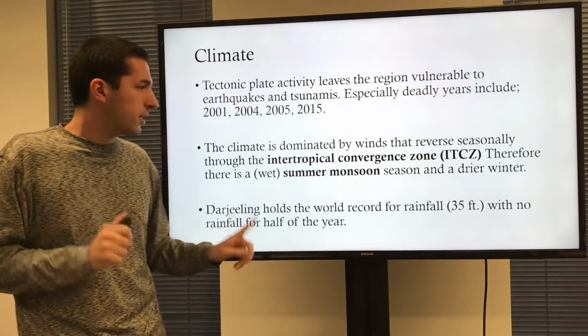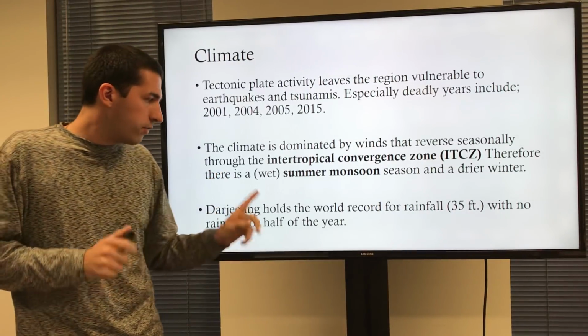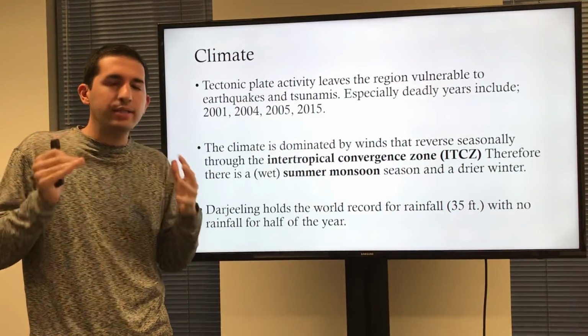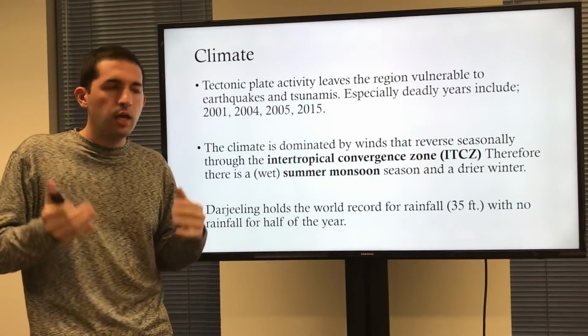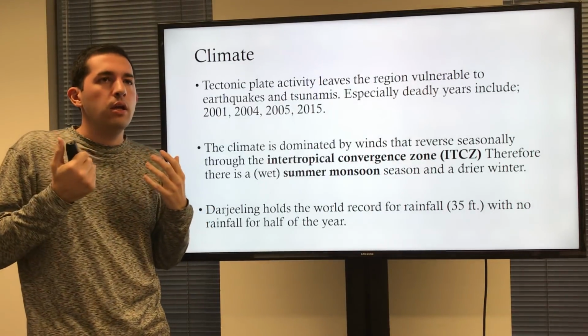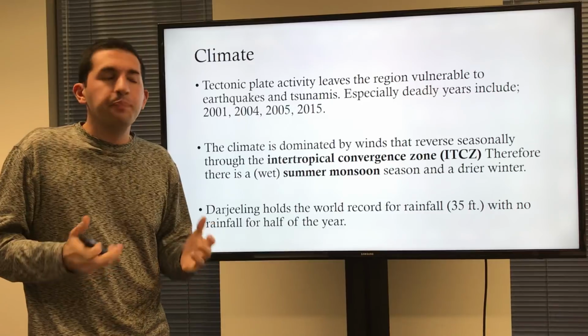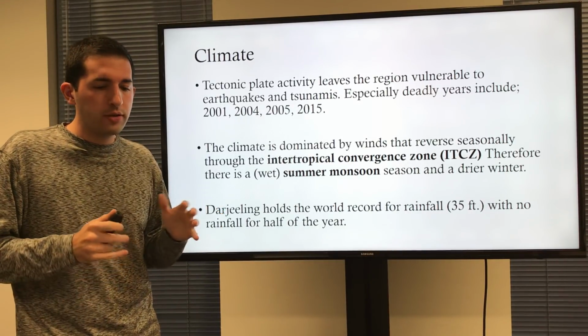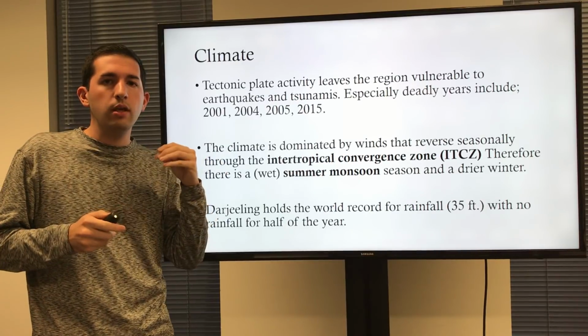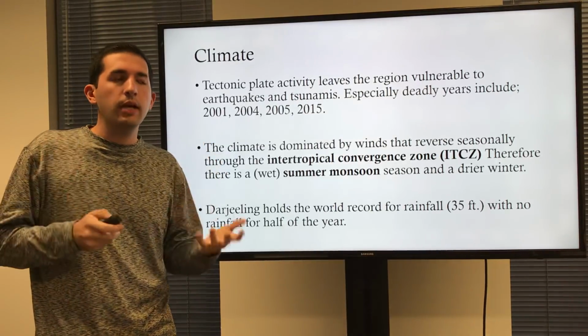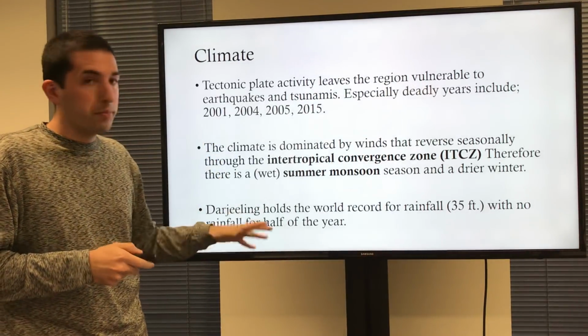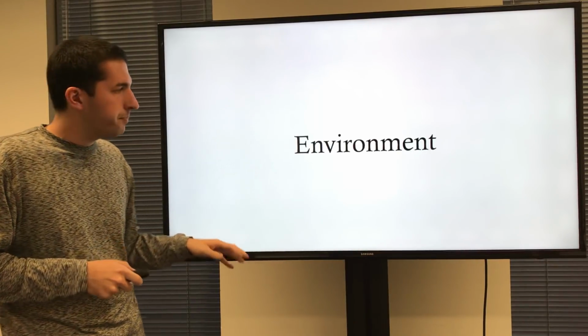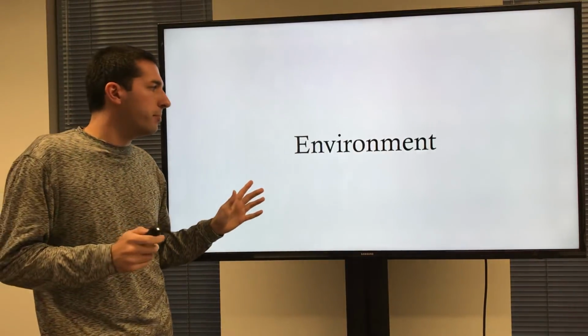This is where the fun fact comes in. With no rainfall for half of the year. So that's how intense this rainfall takes place. Let's try to get that into our minds, that that's a lot of rain. But that only rains there half of the year. So to understand how much rain comes in those wet times, it is quite prolific in terms of the amount of rainfall.